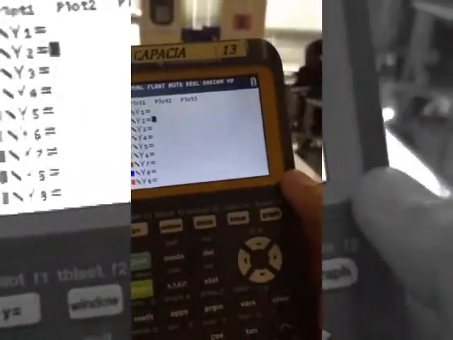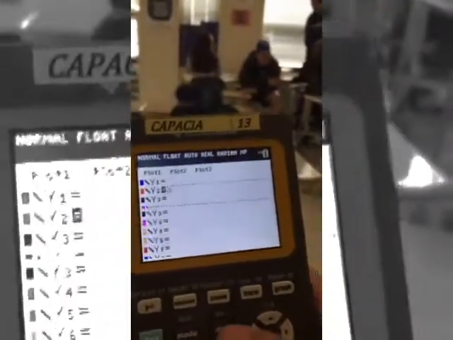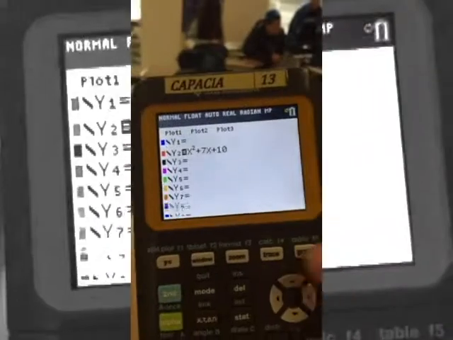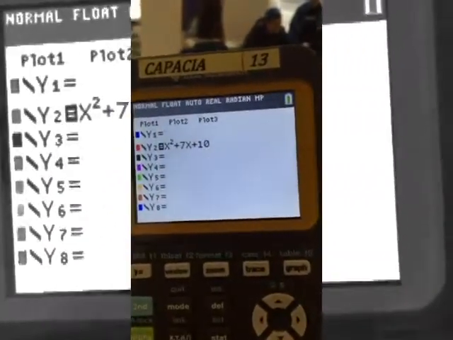I'm Max, and I'm going to show you how to find the intersection between two lines using a table. So we'll be using two lines, and they're going to be x squared plus 7x plus 10 and 5x plus 9. Hit graph.